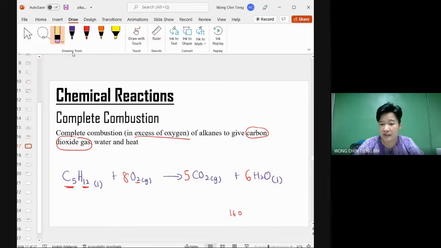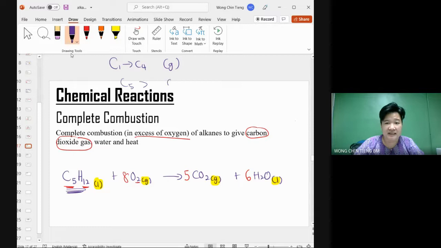The only thing that makes it different from school is that you must make sure you know the phase. A kind reminder: for hydrocarbons, C1 until C4 are gas. Right? Okay, C5 and above are liquid. Make sure you know that.